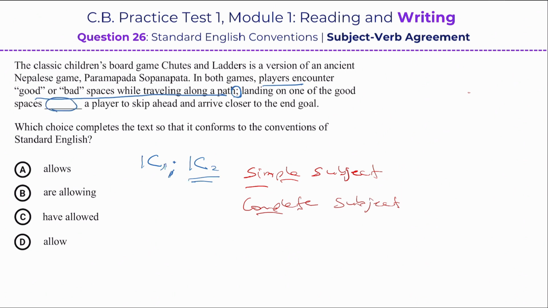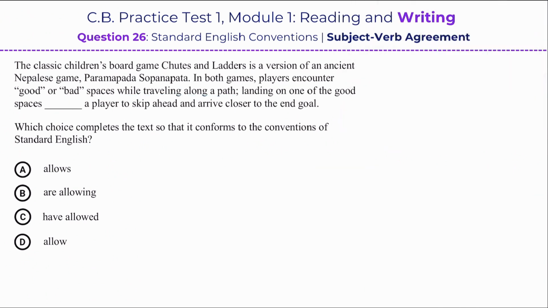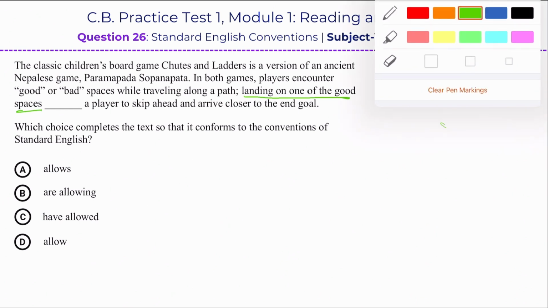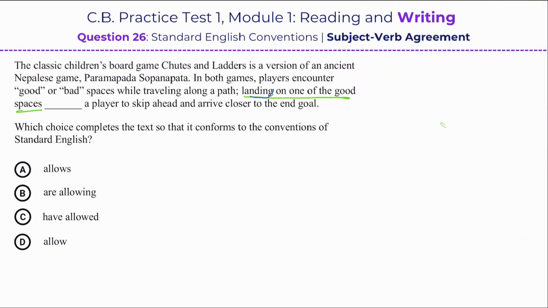Here, the complete subject of the second independent clause is landing on one of the good spaces. Okay, and the simple subject of this sentence is landing. Another thing to note here, you guys: ing words, we talked about these as being present participles. Present participles can also function as the subject of a sentence. When present participles are by themselves, they never function like verbs. They usually function as modifiers, like adjectives, but they can also function as a subject of a sentence.